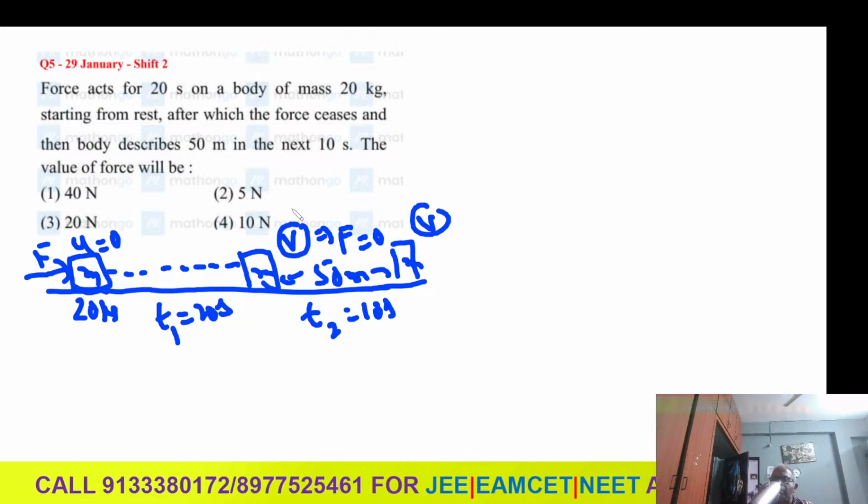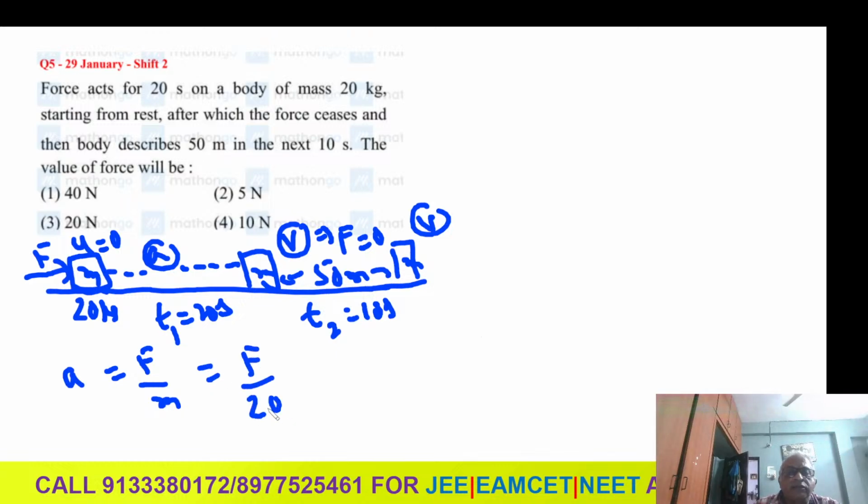What is the idea now? It is asking for the force value. But force is not there. Sorry, friends. Force is not there in the second interval. In the first interval force is there. You write down, acceleration is there here. What is the acceleration? F by m. Mass is how much? 20. Acceleration is nothing but F by 20. So here the starting velocity is 0. V is equal to U plus at. I am writing here. V is equal to U plus at. U is how much? 0. V is nothing but 0.